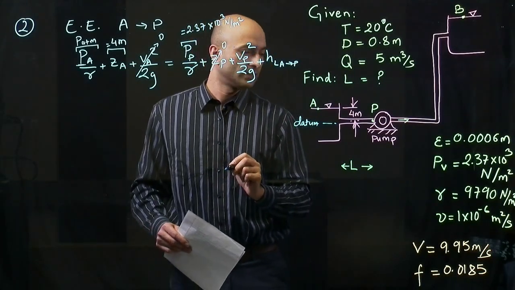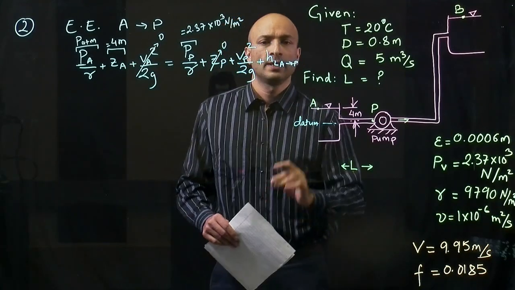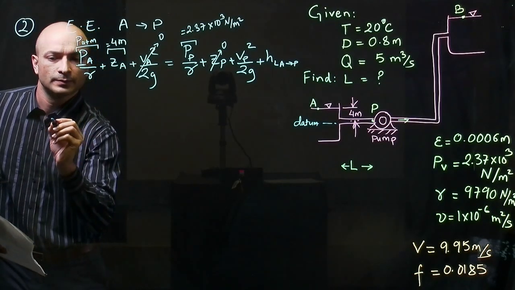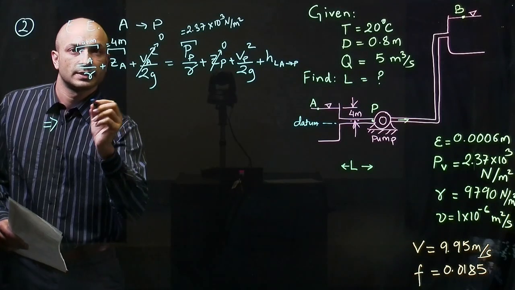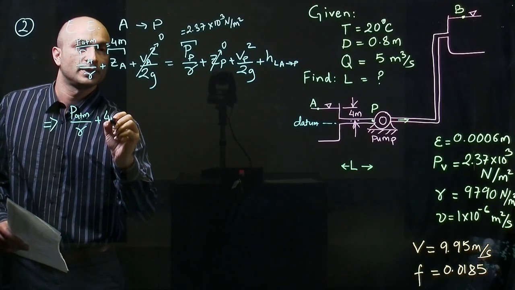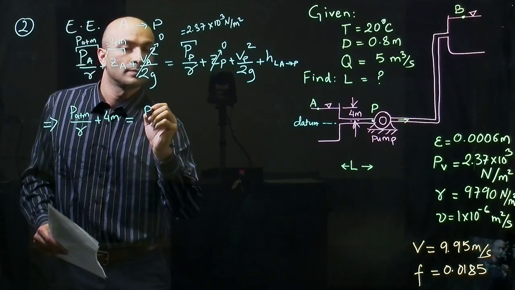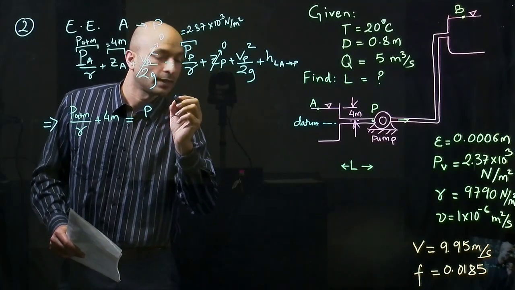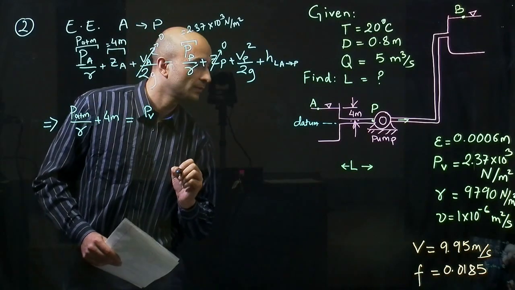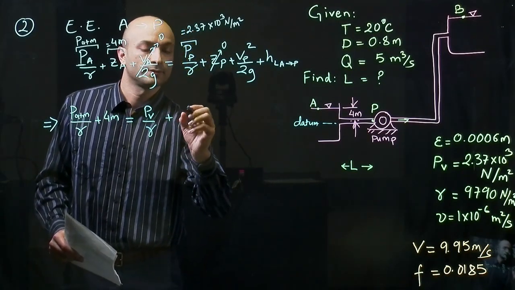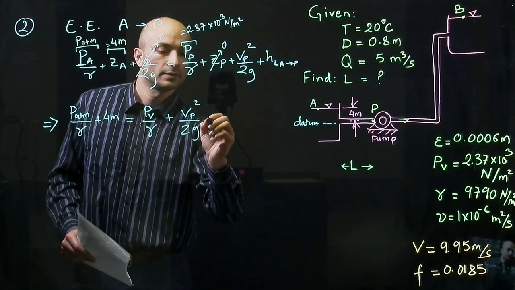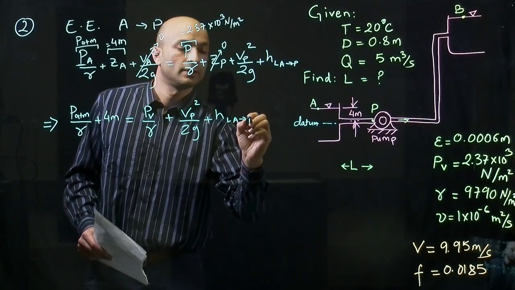Then we can calculate the velocity head using the velocity that we earlier found out, and we can expand that into minor and major head loss components. So we can express that as P atmospheric over gamma plus 4 meters equals the pressure at point P, which is your vapor pressure, over gamma plus velocity head in the pipe plus head loss going from A to P.